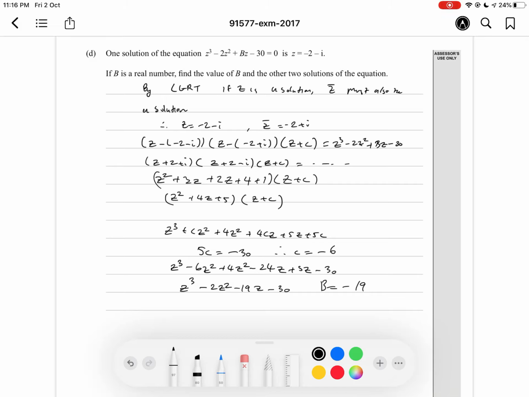And for the third solution, we know c equals negative 6. Therefore, the third solution is equal to 6, because we have z squared plus 4z plus 5 times z minus 6. So therefore, z equals 6 is a solution.